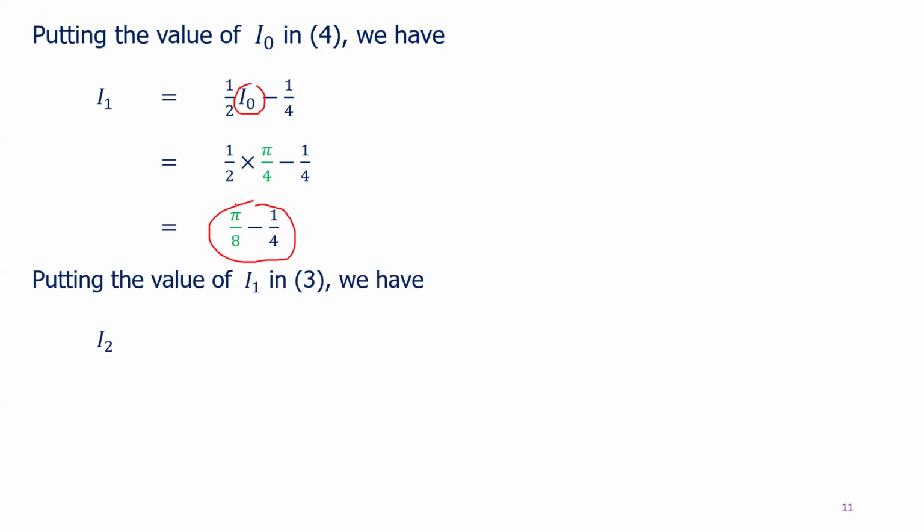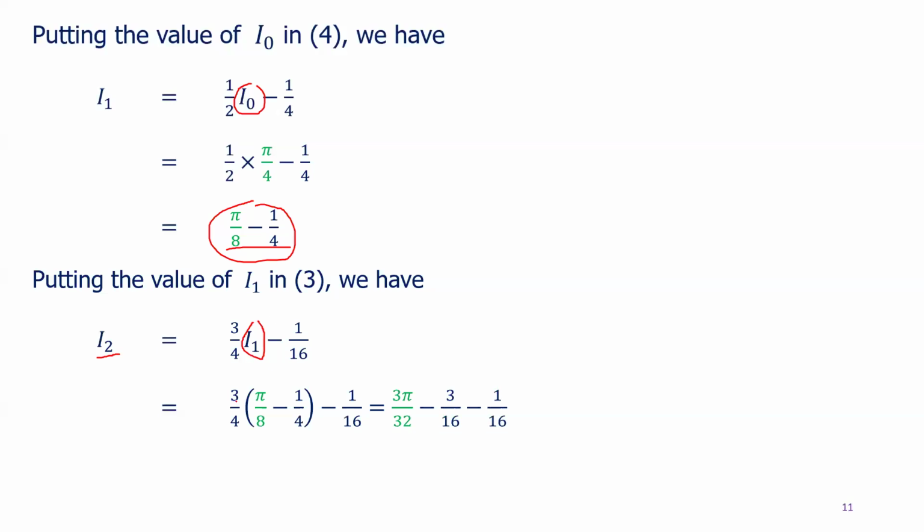We have equation number 3: I_2 equal to 3 by 4 I_1 minus 1 upon 16. The value of I_1 is pi by 8 minus 1 upon 4. So 3 by 4 into (pi by 8 minus 1 upon 4) minus 1 by 16. If we simplify it, 3 pi upon 32 minus 3 upon 16 minus 1 upon 16. Again, if we simplify this part, it is 4 upon 16, which means 1 upon 4.